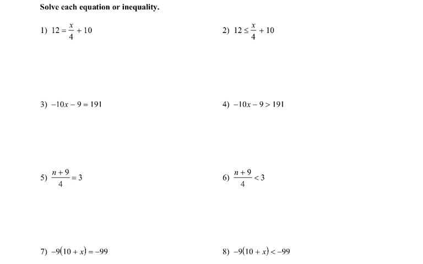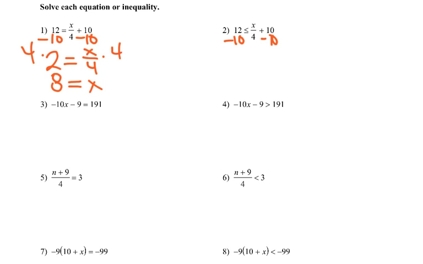Alright, so if we start with number 1, first we'd subtract 10 from both sides. So 12 minus 10 would give us 2 equals x divided by 4. Then we would times by 4, and we get 8 equals x. Okay. Looking at problem 2, same idea.